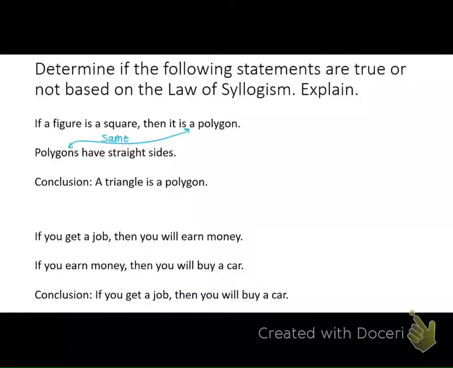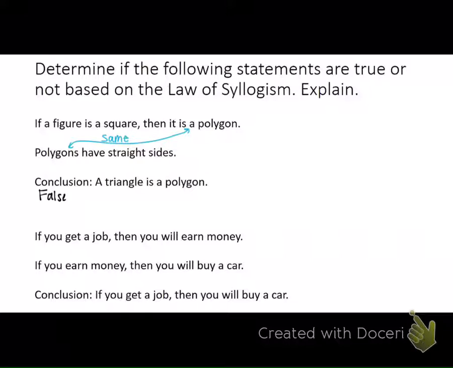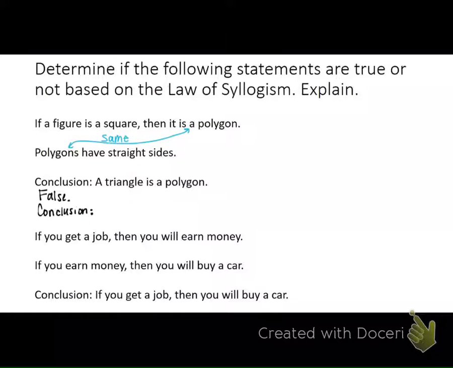No, so this is false, and your reason is the actual conclusion would be what? What is the actual conclusion that can be made? Who knows what the actual conclusion that could be made is? Tucker? If a figure is a square, then it has straight sides.